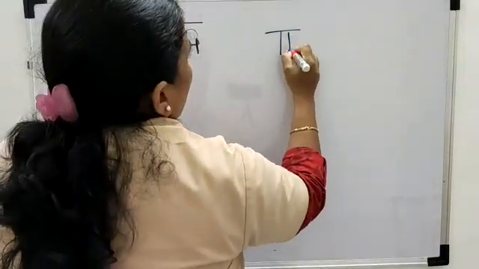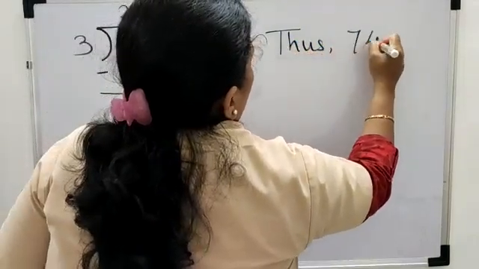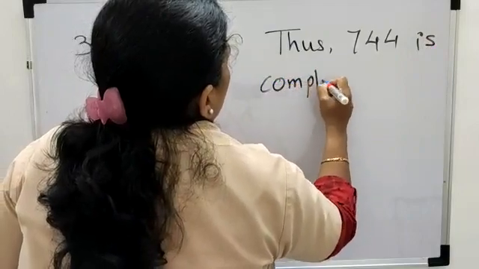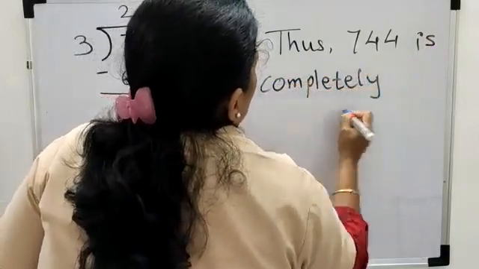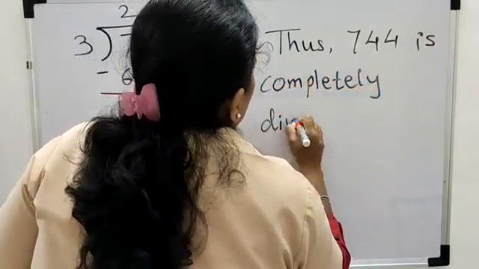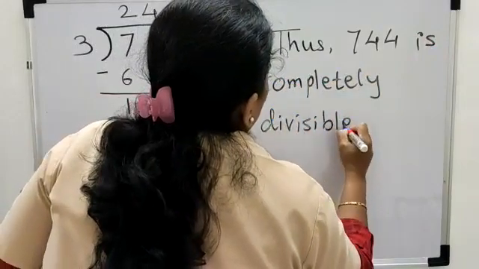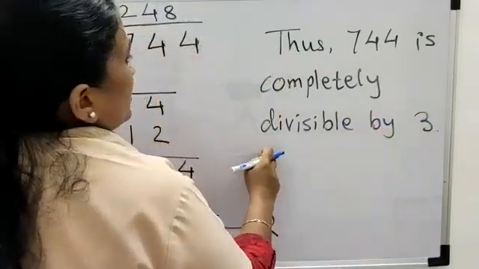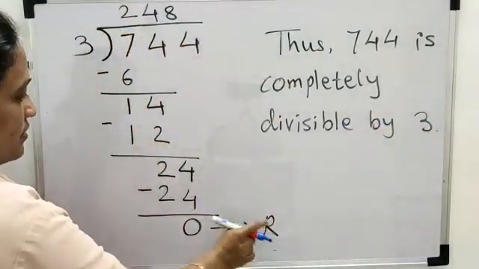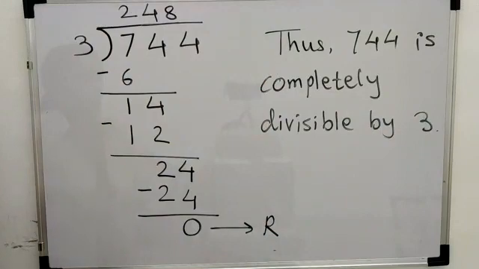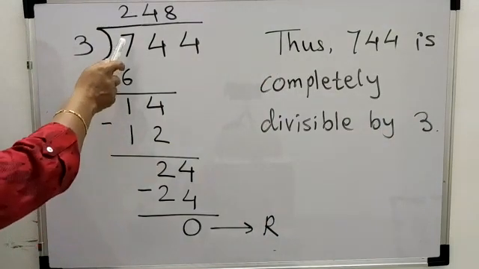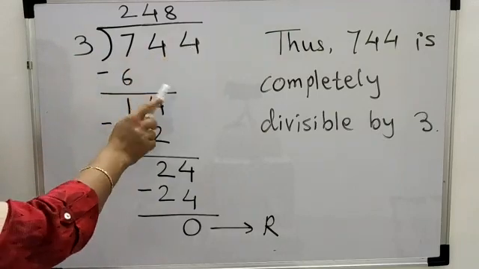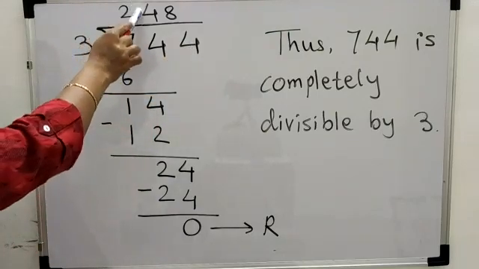Thus, here 744 is completely divisible by 3, and reason for this is the remainder is 0. Thus we have verified the divisibility test of 3 for 744 by evaluating actual division.